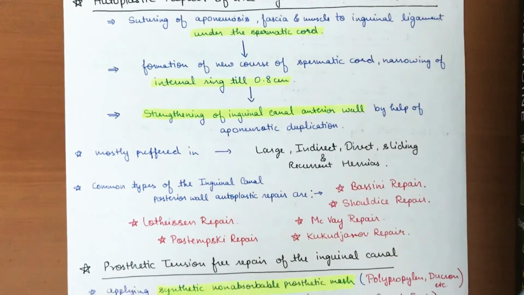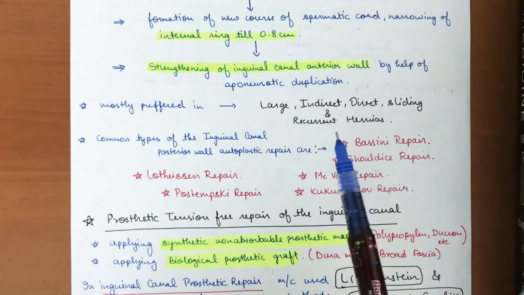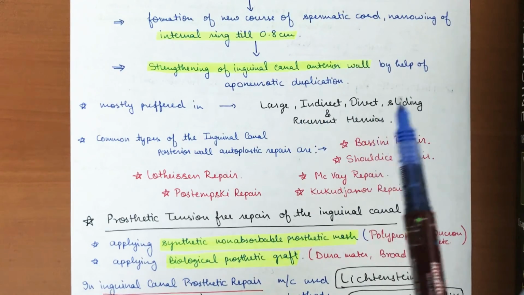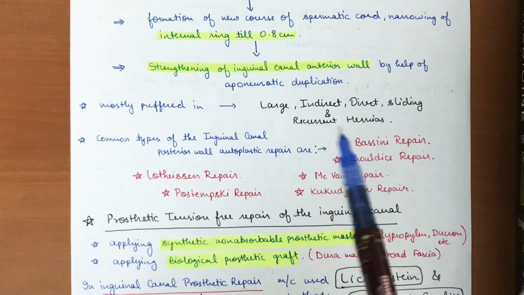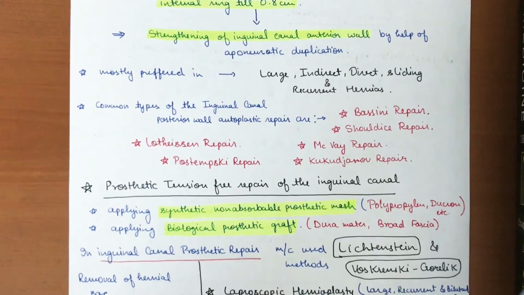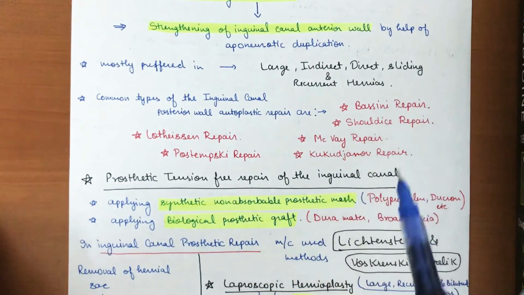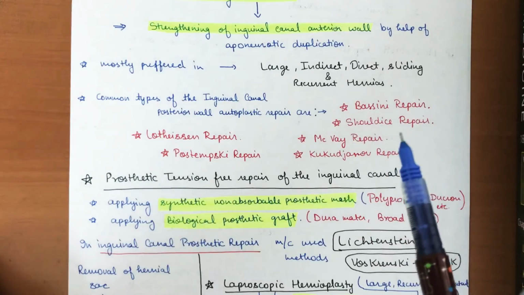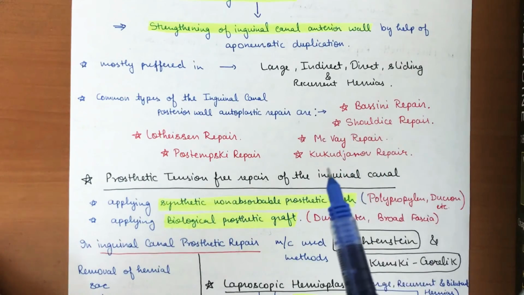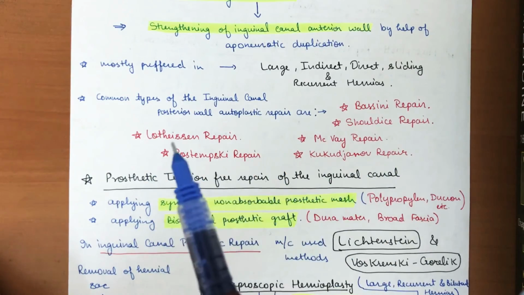Most commonly it is preferred in the case of large indirect, direct, sliding and recurrent hernias. So in the case of large indirect, direct, sliding and recurrent hernias we will be doing this repair. The commonly done posterior wall aponeurotic repairs of the inguinal canal will be the Bassini repair, Shouldice repair, McVay repair, Kukudzhanov repair, Postempski repair, and Lotheissen repair.